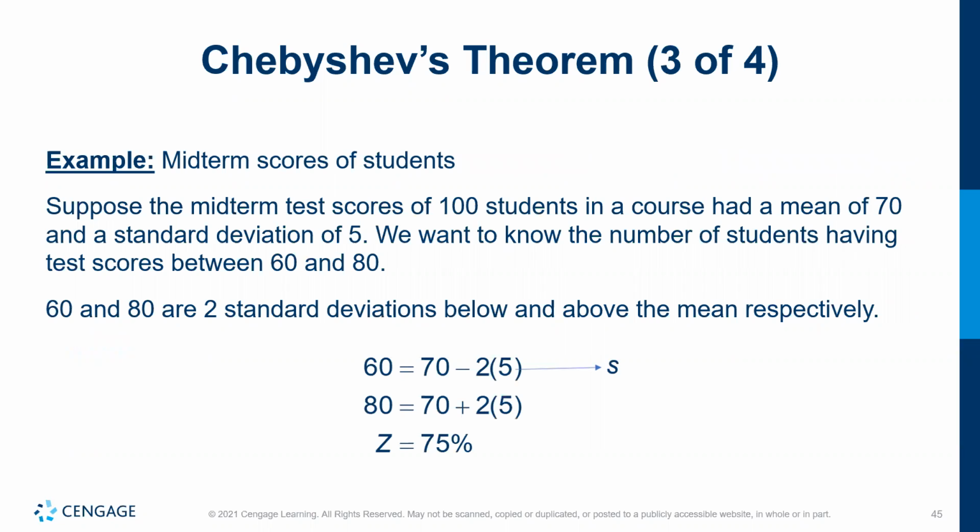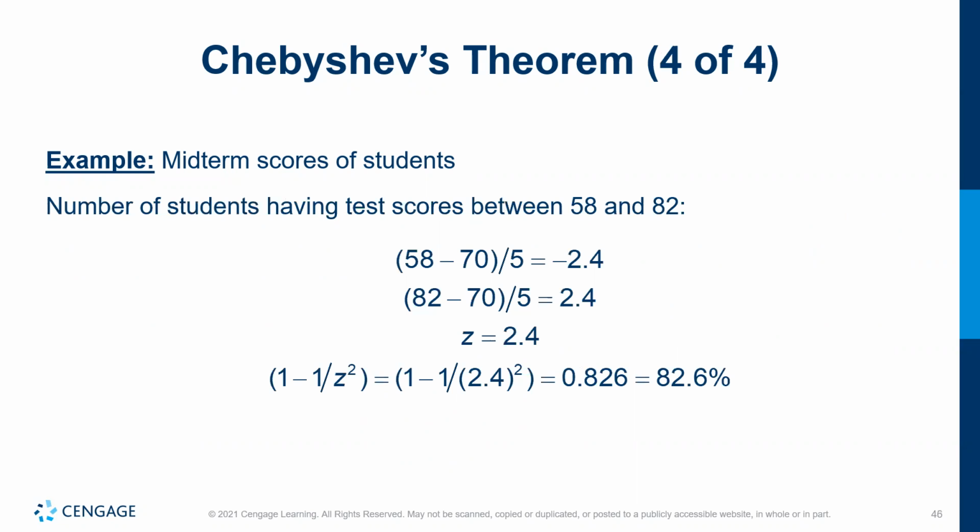We could calculate, so suppose the midterm test scores of 100 students in the course had a mean of 70 and a standard deviation of 5. We want to know the number of students having test scores between 60 and 80. So we could use Chebyshev's theorem. We do 70 minus 2 times the standard deviation, and 70 plus 2 times the standard deviation, which gives us 75% of students falling between 60 and 80. So we can use it for that.